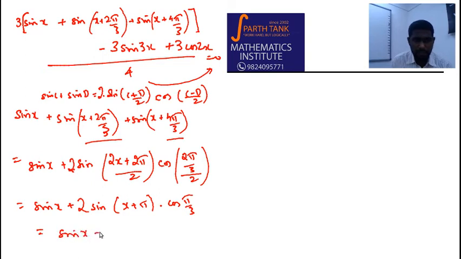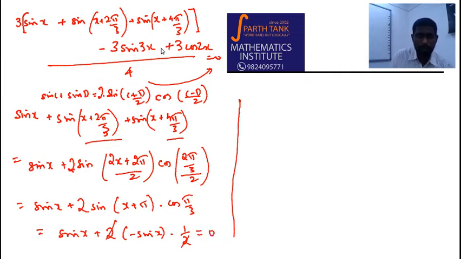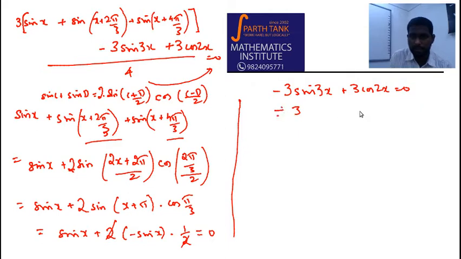Sin x plus 2 sin of pi plus x, which is minus sin x, and cos pi by 3 is 1 by 2. Third quadrant angle, right? So 2 and 2 are gone. I get sin x minus sin x, which is 0. Therefore, this first bracket is completely 0. So all that I have is minus 3 sin 3x plus 3 cos 2x is 0. Or if I divide by 3 and cancel everything, I can write cos 2x is sin 3x. Correct?